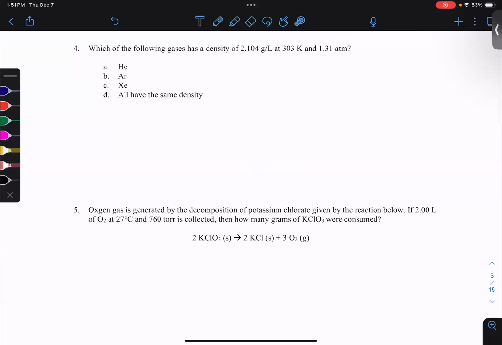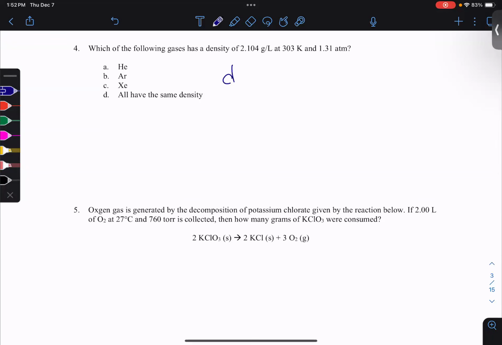Which of the following gases has a density of that at this temperature and pressure? Calculating or understanding density of gases is a learning objective in chapter 10. My best strategy for calculating or thinking about densities of gases is to let the units guide you. I can't just look at these gases and know which one has a density of 2 grams per liter, so I'm going to calculate all of them and see which one matches the 2 grams per liter that I'm going for.